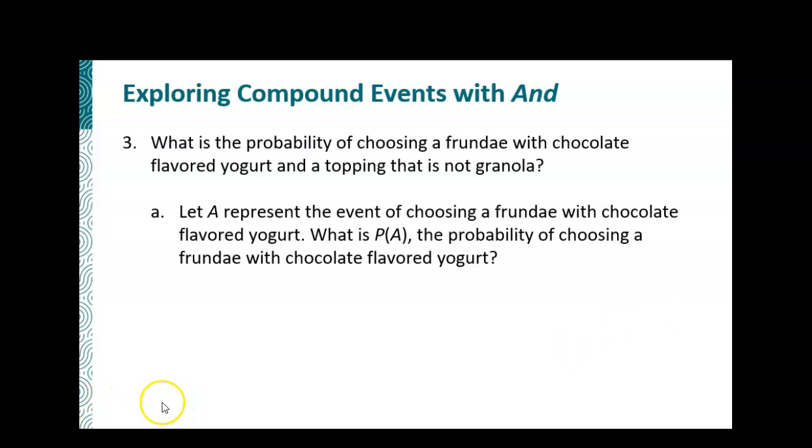Layla, could you share the probability of choosing chocolate as your flavor for event A? Yes, the probability of A? Yeah, that's correct. 1 over 4. Good job, Layla. Okay, everybody write this down if you don't have it. The probability of event A is 1 over 4. Good job.